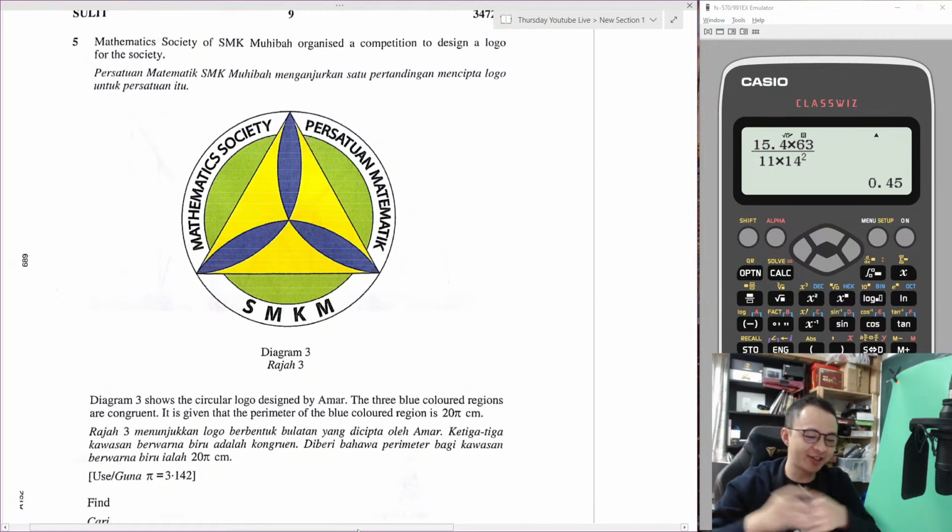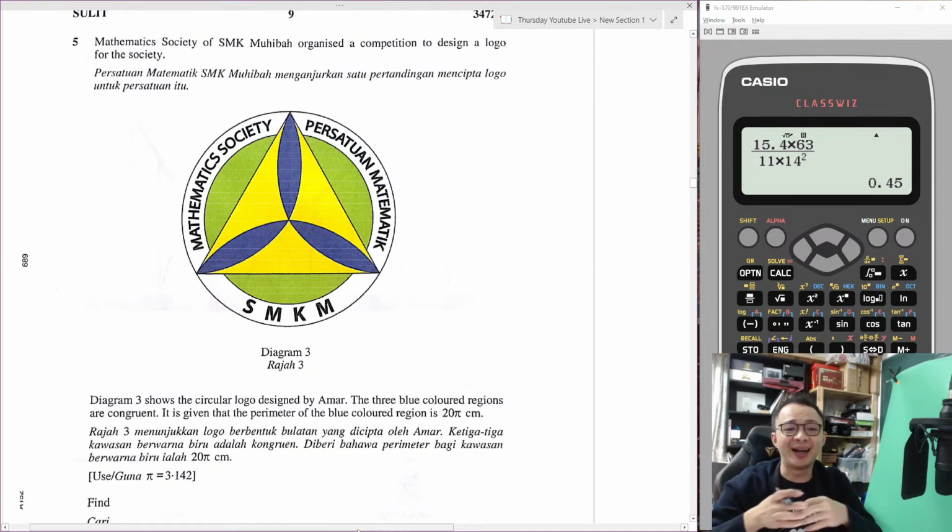Alright, let's solve this one. The Mathematics Society of SMK Muhiba organized a competition to design a logo for the society. Diagram 3 showed a circular logo designed by Amar. The 3 blue color regions are congruent.